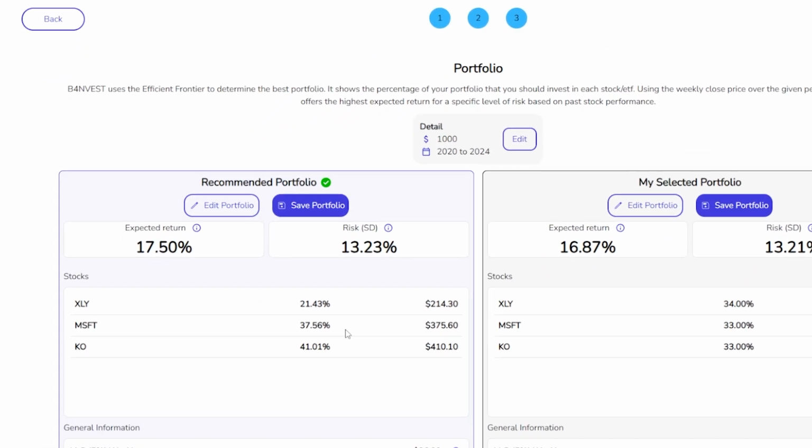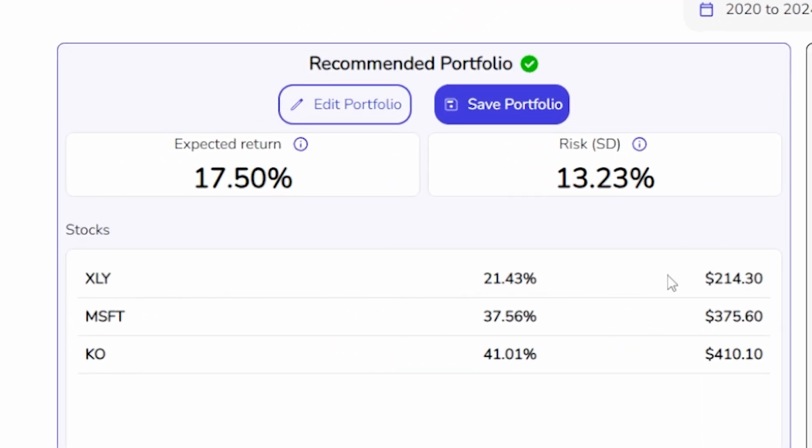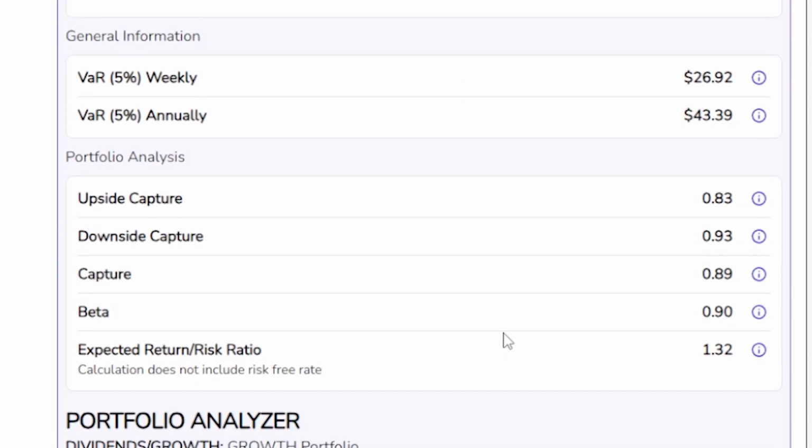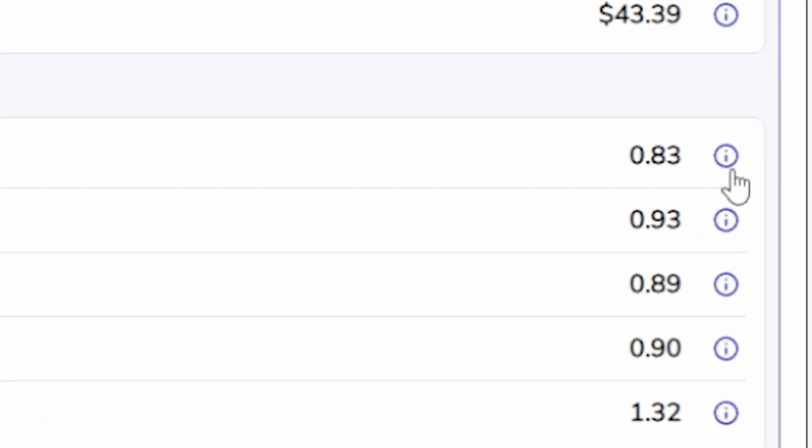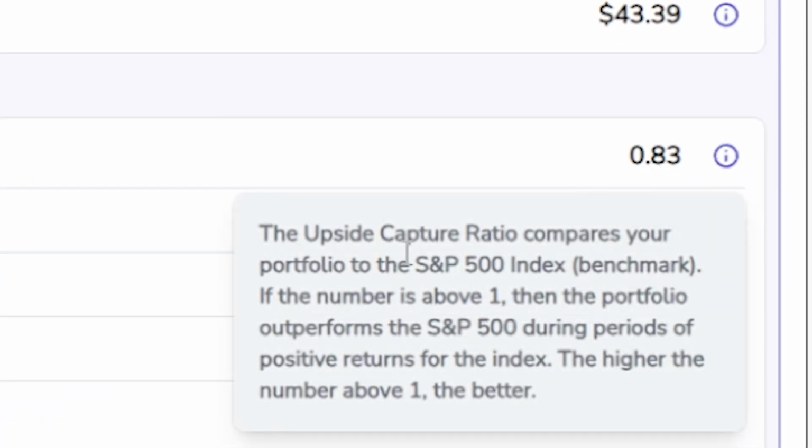This section also shows the list of stocks you have chosen and the percentages and dollar amounts B4NVEST recommends investing in each security. Additionally, it provides further analysis of your investment portfolio regarding expected weekly and annual losses with 95% confidence and market volatility. If you have additional questions about any indicator, you can click the information icon next to the value for more details.